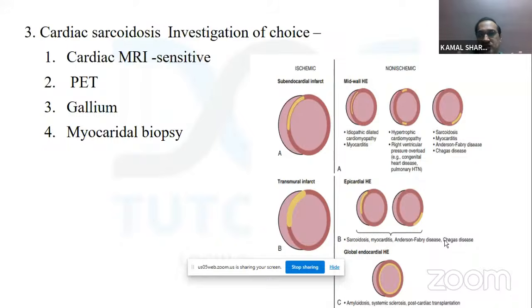And if the question was just investigation of choice, then it would come to what's more feasible to do and easily accessible to interpret in a clinical scenario of a case of cardiac sarcoid. In which case you can still choose cardiac MR because that's easily accessible. PET is not easily available. Gallium again has its own limitation. Myocardial biopsy may not be easily available in a clinical scenario.